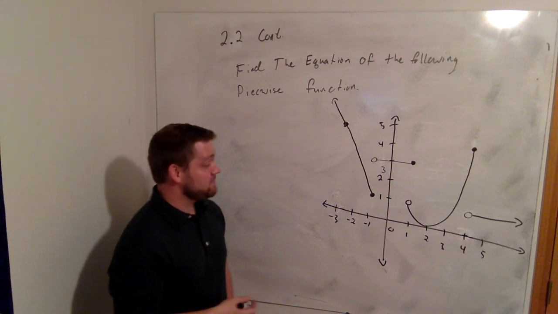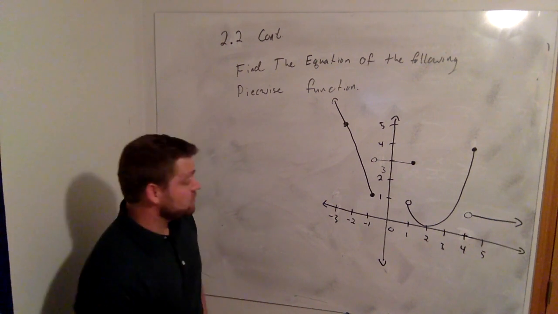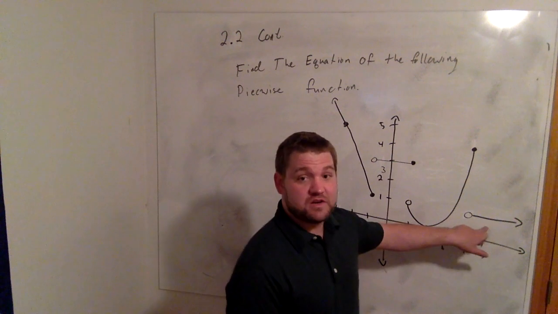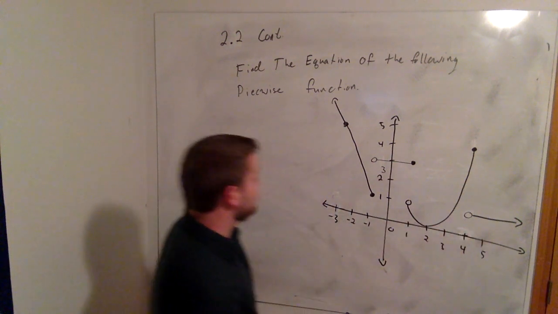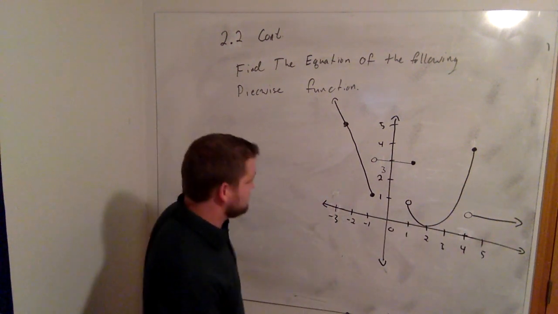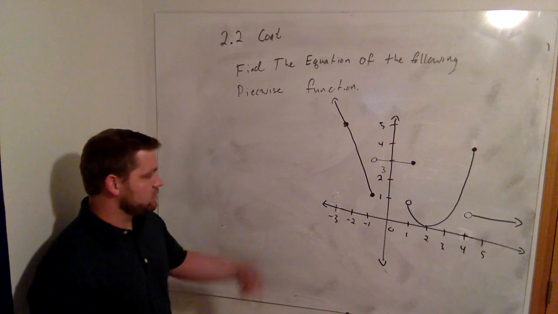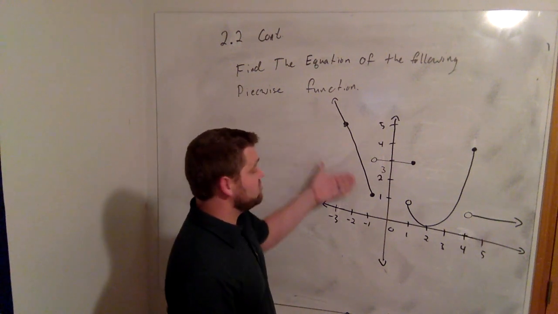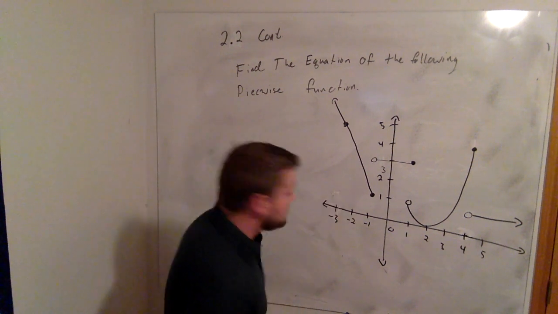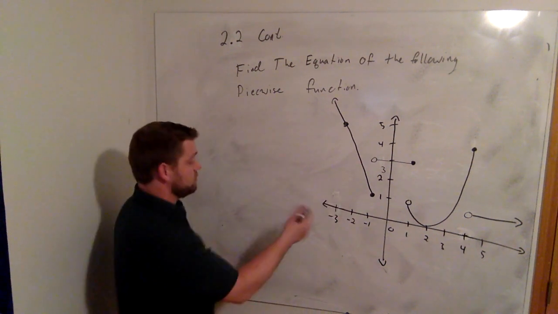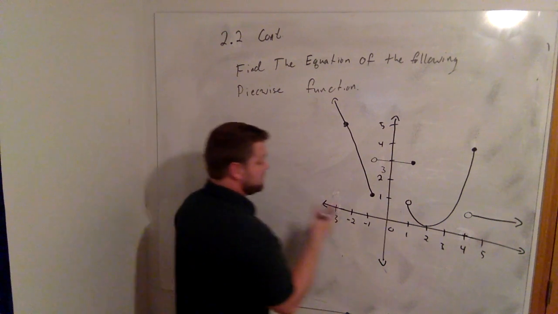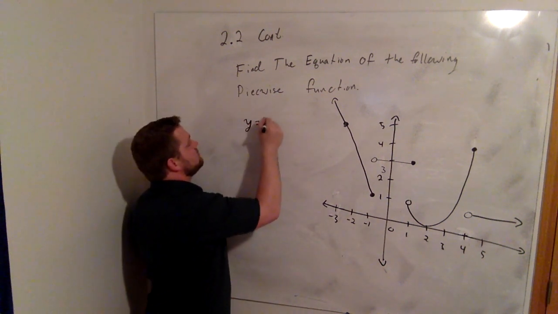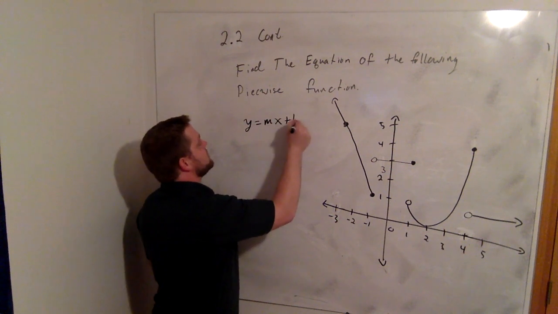Okay, let's do it. Notice with this piecewise function that there are 4 different pieces that we need to record. Let's start with each of them, working from the left to the right. The first thing we're going to do is figure out the equation of this line, from negative infinity up to negative 1. The equation of a line is y is equal to mx plus b.